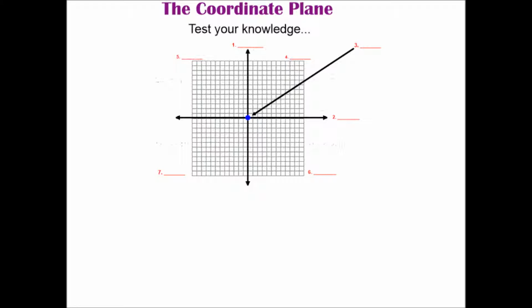Let's see how you did. The vertical axis is the y-axis. The horizontal axis is the x-axis. And the point at which the two axes cross is called the origin. The name of the point for the origin is 0, 0.